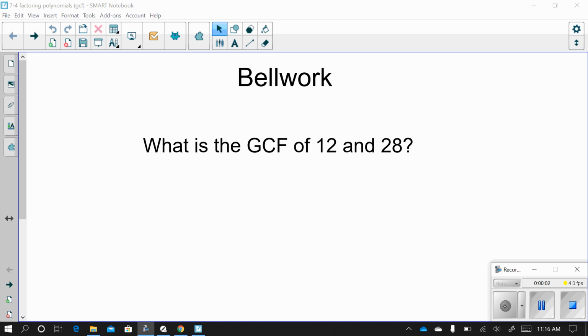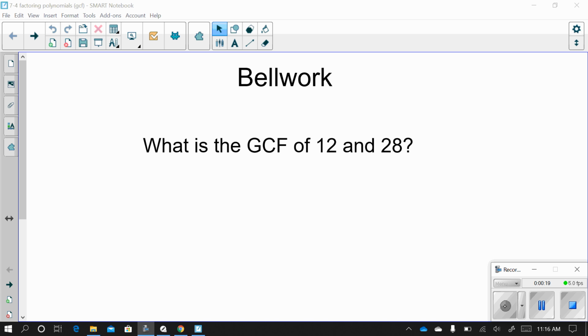Hey guys, so far in chapter 7, we've learned how to multiply polynomials. That's been the biggest thing we've been looking at. Today, we're going to start learning how to go backwards. We're going to take the answer and turn it back into the two sets of parentheses. So today, we're going to start by talking about the GCF.